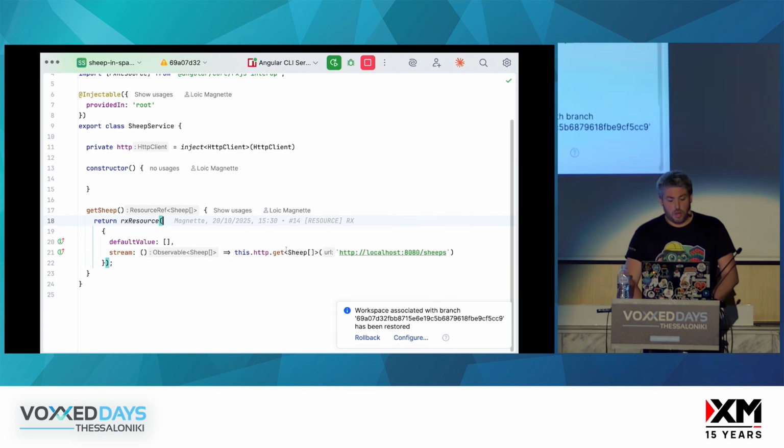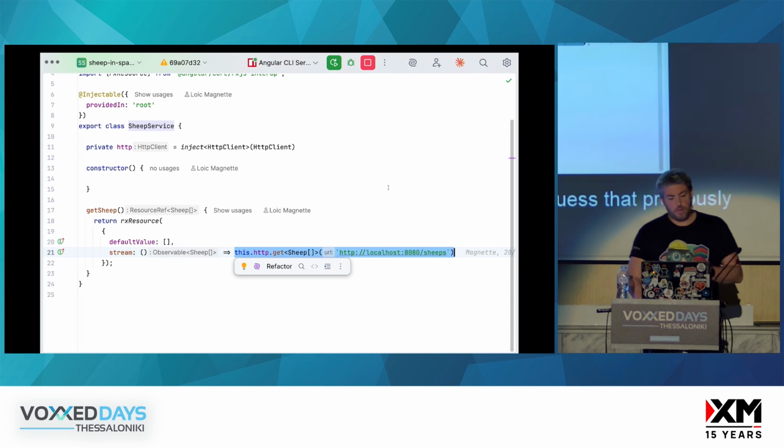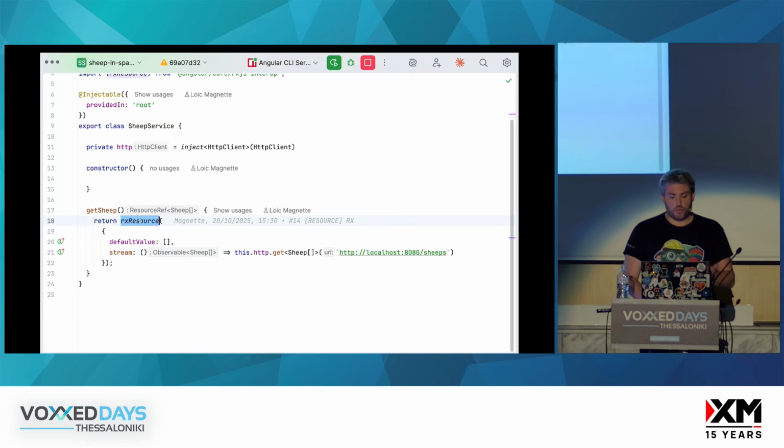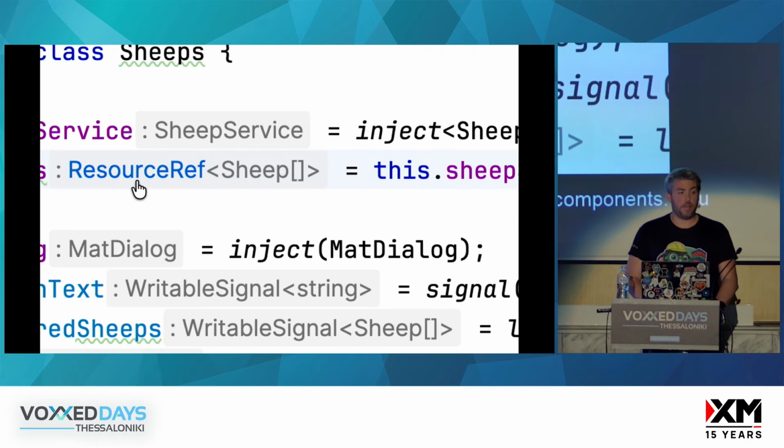I think you could guess that previously I was just using this HTTP GET with an observable. When you want to use resource, there is a different type of resource. The most common or the easiest to grasp at first is probably the Rx resource. So you're still using observable. You provide a stream, and this stream returns an observable. You can provide a default value. But it changed a few things in your components. You can see that my sheep is not a signal anymore. It's a resource.